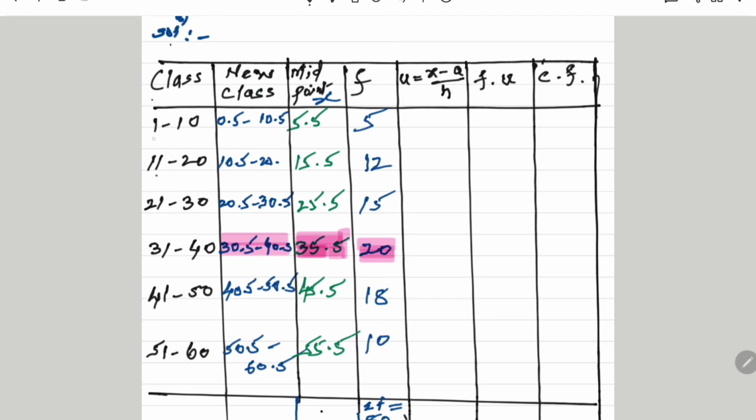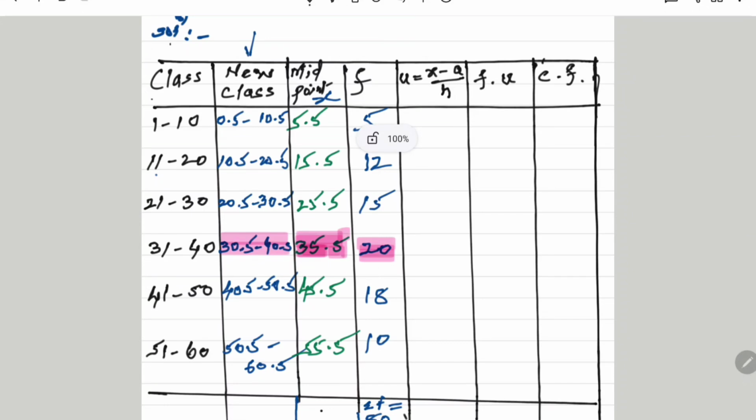Therefore, we have the new class as 1 minus 0.5, we get 0.5, and 10 plus 0.5, we get 10.5. And then the next increases by 10. Therefore, next one is 10.5 to 20.5. Next one is 20.5 to 30.5, 30.5 to 40.5, 40.5 to 50.5, and the last one is 50.5 to 60.5. Therefore, we have to consider this new class while performing the calculation.